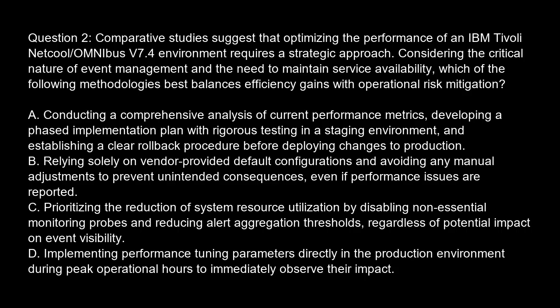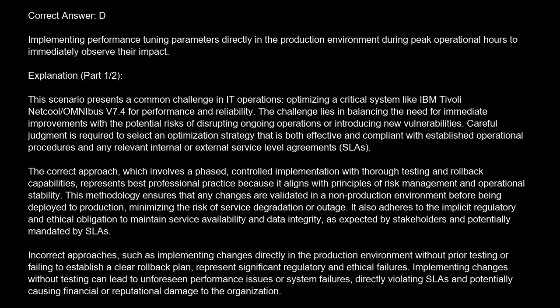Option C. Prioritizing the reduction of system resource utilization by disabling non-essential monitoring probes and reducing alert aggregation thresholds, regardless of potential impact on event visibility. Option D. Implementing performance tuning parameters directly in the production environment during peak operational hours to immediately observe their impact. Correct answer is D. Implementing performance tuning parameters directly in the production environment during peak operational hours to immediately observe their impact.